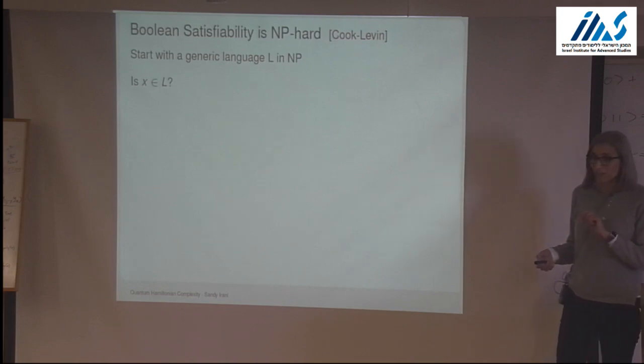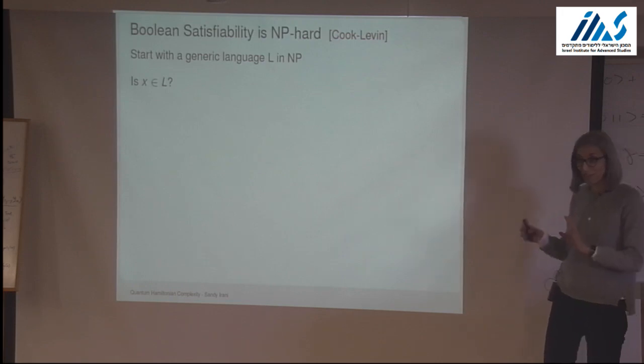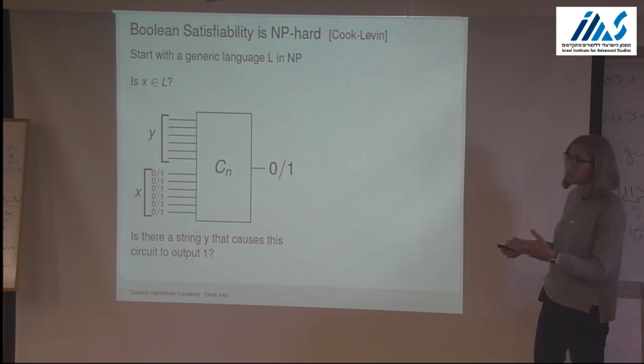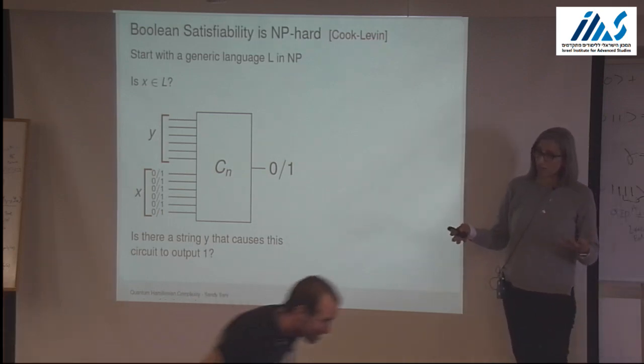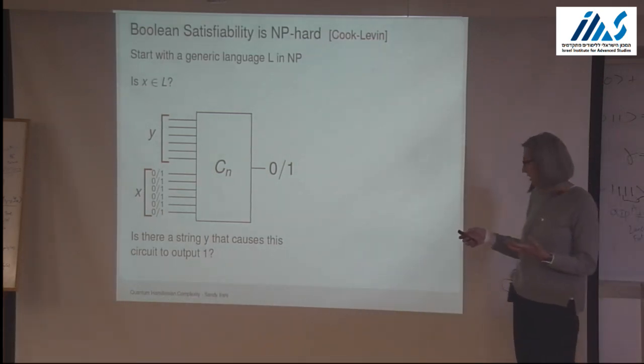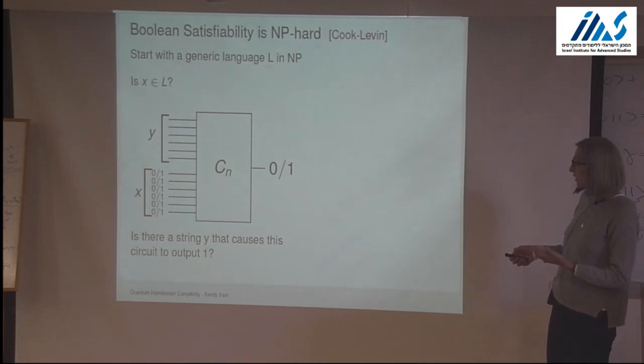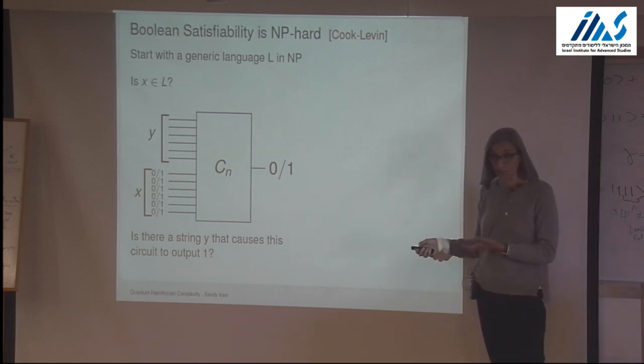Now, Dorit actually gave me yesterday a really nice way to step through Cook-Levin that parallels the quantum more closely. So I'm going to do that today. We'll step through it one more time. Here's the general framework of what a reduction will look like. We have a generic language in NP. We're asking, is X in the language? And this is our circuit. X is in the language if and only if there's a string that causes this circuit to accept.